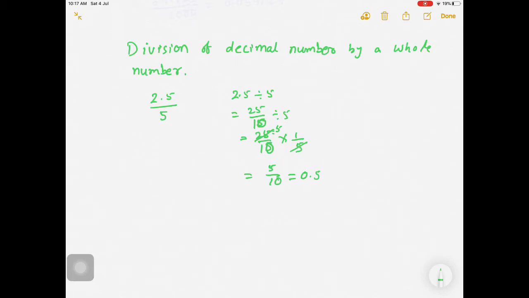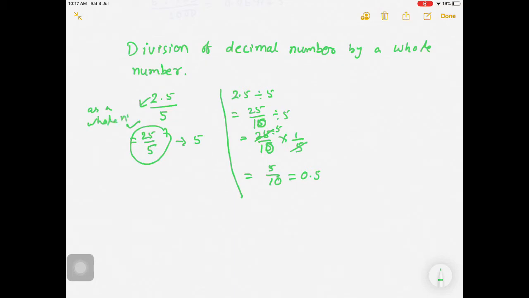Now the same thing we can do here. Just imagine that there is no decimal point. Then what do we have now? If there is no decimal point, we have 25 here and we have 5 here. So 25 by 5 gives you 5. So we are just taking it as a whole number.